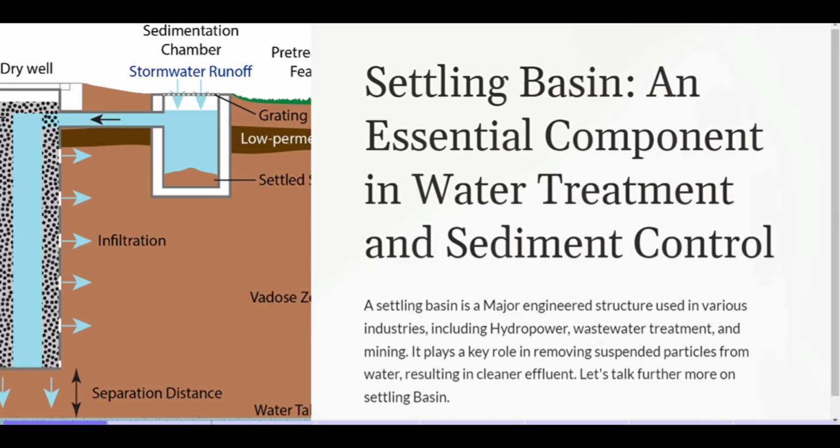Today, in this lecture we will talk about the settling basin, its types and purpose as well as the components of settling basin along with figure and finally the design of settling basin.